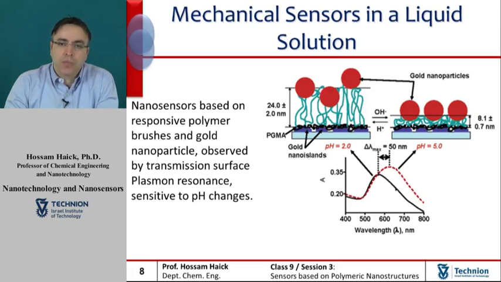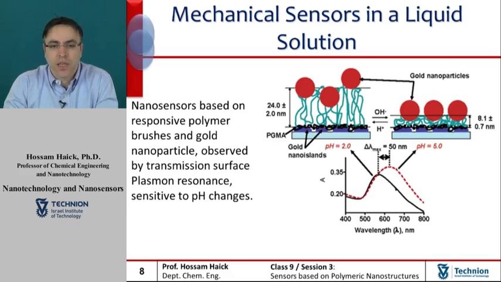Mechanical-based sensors are an important part of the liquid-based sensor industry. In the present research, the pH nanosensor is based on the real-time determination of swelling or shrinking of responsive ultra-thin polymer brushes by an inexpensive, simple, efficient, and highly sensitive technique, in which gold nanoparticle enhanced transmission surface plasmon resonance spectroscopy is used.